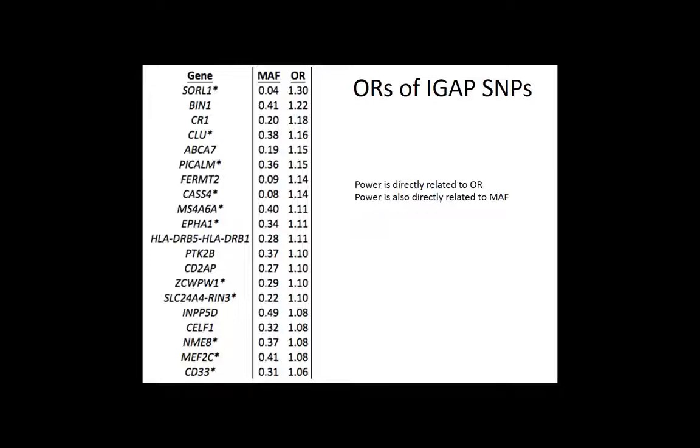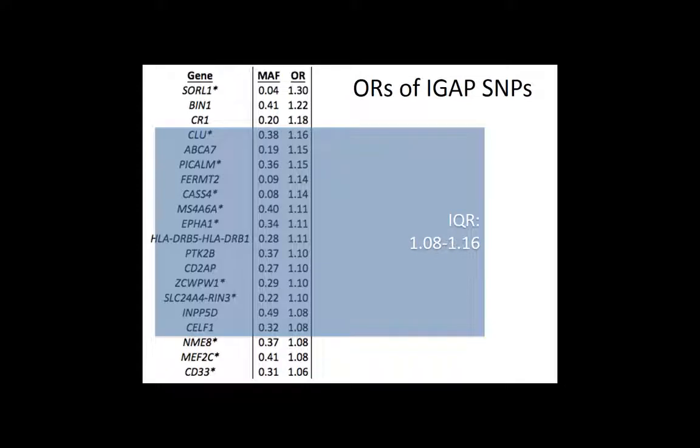Here what I've done is I've taken those same IGAP SNPs and I've sorted them. I've flipped a bunch of them so that if it was a protective SNP, I flipped it and it's got an asterisk. So the SLC24A4 RIN3 SNP was protective, and I flipped it over here so it's 1.10. And the way you know which ones are flipped is they have an asterisk. And I've sorted these, as you can see, by the odds ratios. And this is the middle of that distribution, the interquartile range, more or less. Don't quote me on the 25th percentile and where that should be exactly. Anyway, the interquartile range is from 1.08 to 1.16.